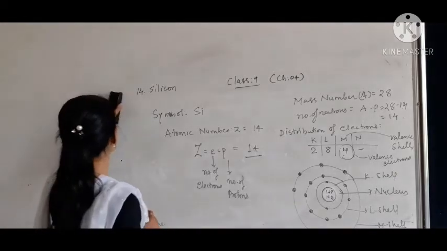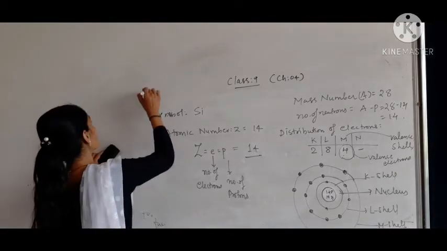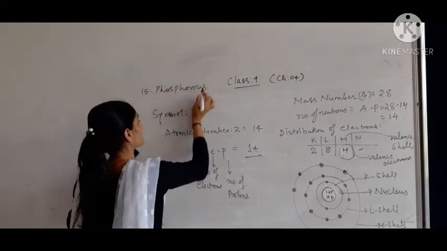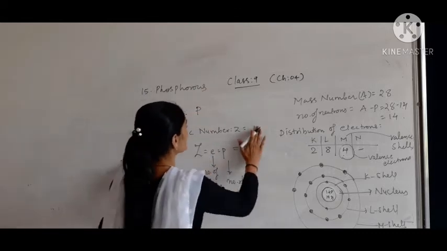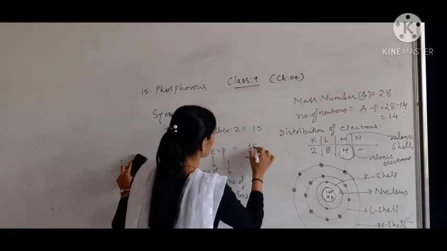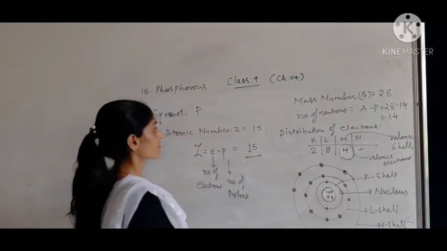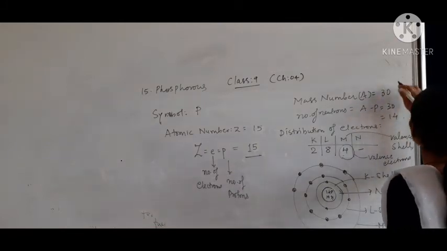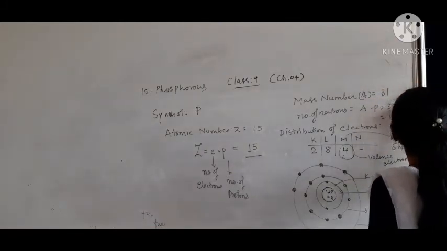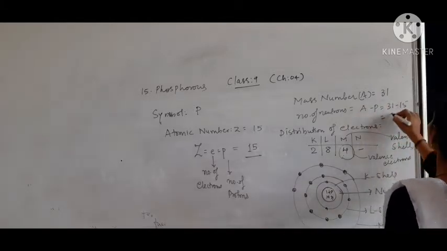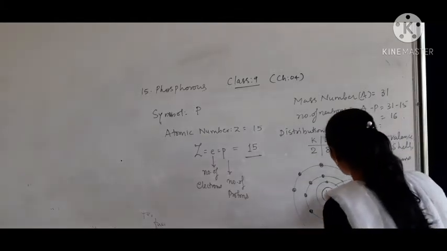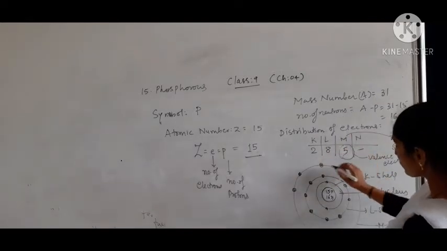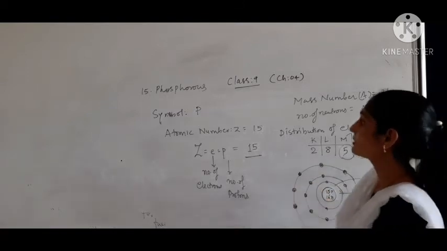And lastly we talked about number 15, which is phosphorus. Phosphorus has the symbol capital P, and it contains 15 electrons. Phosphorus has mass 31, so 31 minus 15, it contains 16 neutrons. So here we can write 15 protons and 16 neutrons. Instead of 4 we now have 5 electrons, so we are adding one more dot as an electron.